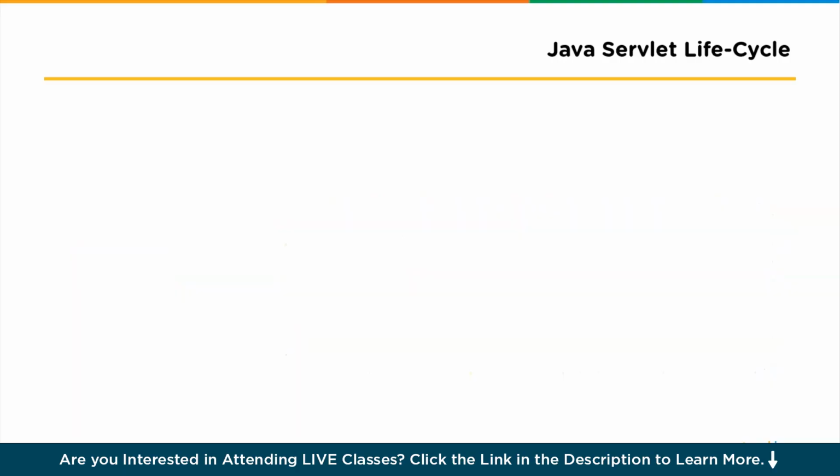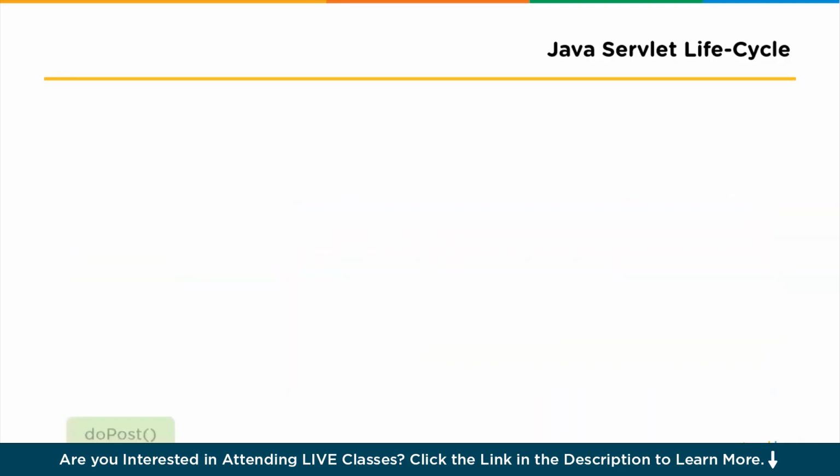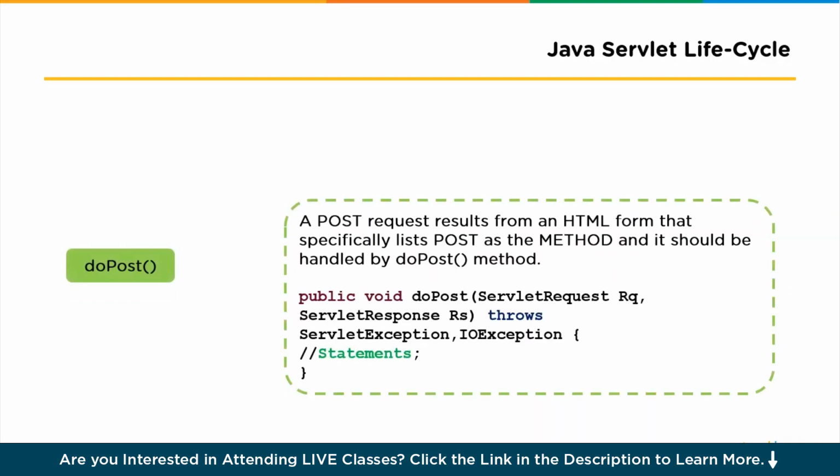So first we will discuss the doGet method. What exactly does a doGet method do? A GET request results from a normal request from a URL or an HTML form that has no method specified, and it should be handled by the doGet method. Followed by doGet, we have doPost. A POST request results from an HTML form that specifies POST as the method, and it should be handled by the doPost method.